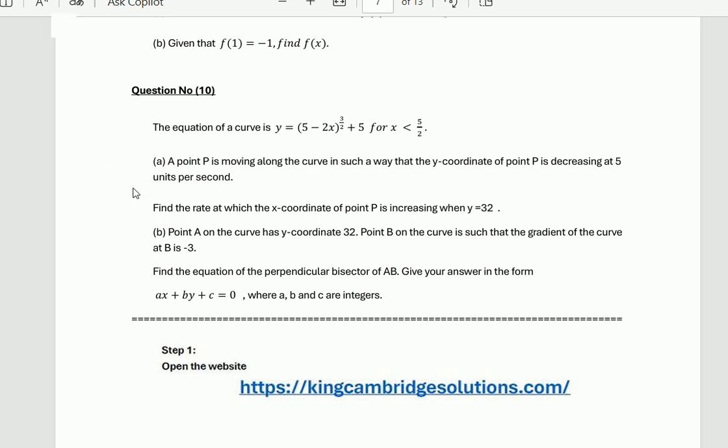Part B, point A on the curve has y coordinate 32. The point B on the curve is such that the gradient of the curve at B is minus 3. Find the equation of the perpendicular bisector of AB. Give your answer in the form ax plus by plus c equal to 0, where a, b, c are constants.